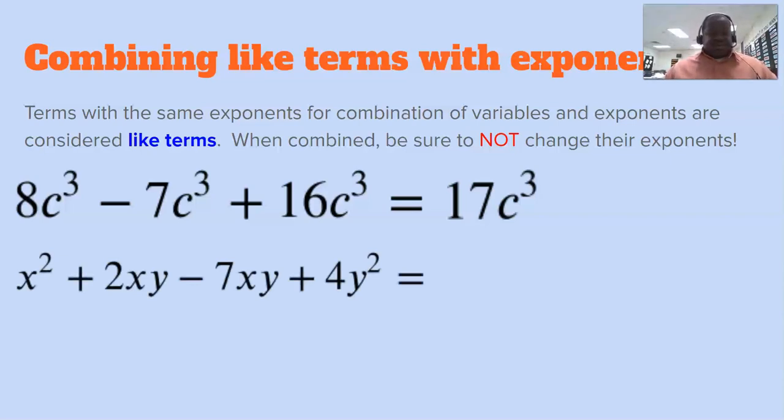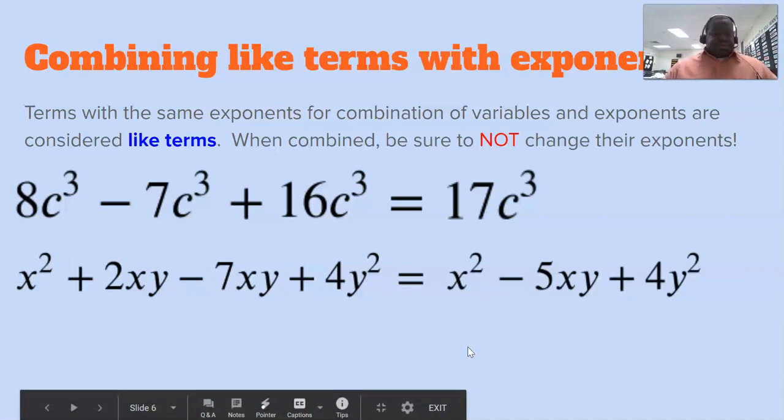x squared plus 2xy minus 7xy plus 4y squared. The x squared is by itself. The y squared is by itself. The only thing that we have anything in common is a 2xy and a minus 7xy. So 2 minus 7 is negative 5. So the first one doesn't change. We'll have minus 5xy, and then the 4y squared on the end is not going to change.